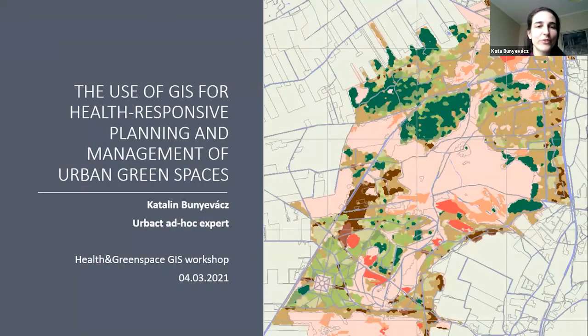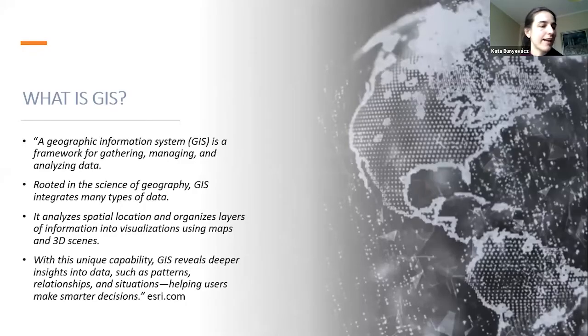The topic of today is the use of GIS for health responsive planning and management of urban green spaces. And as I mentioned, I would start with the beginning: what is GIS at all? GIS is the abbreviation of Geographic Information System, which is a framework for gathering, managing, and analyzing data.